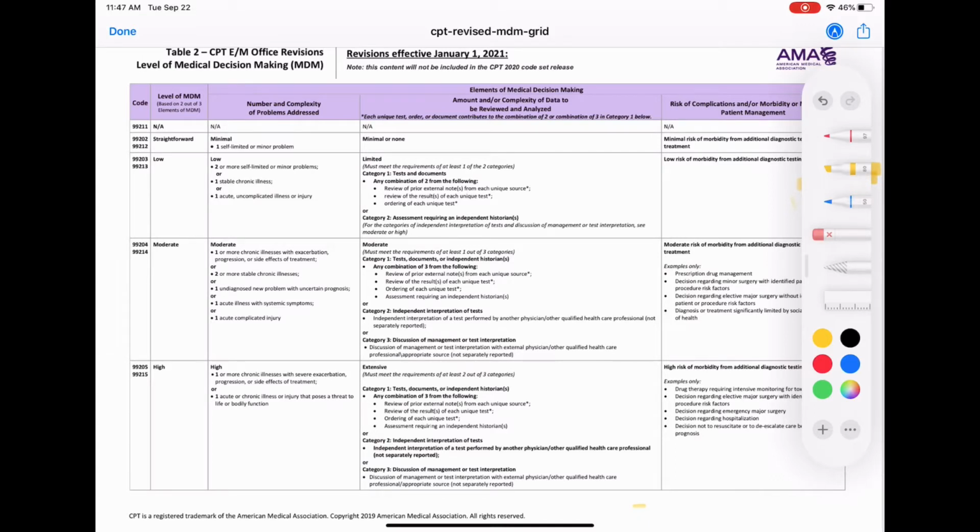So let's start with the first column, which is the number and complexity of problems addressed. Let's say our patient came in and they had diabetes, hypertension, and hyperlipidemia, which I see a lot of this combination. Our doctor is a family practice doctor, and he's going to address all three of those, so those are 3 problems addressed. These problems are all established to the provider already. None of these are new. They're chronic established issues that the patient has been seeing the provider for.